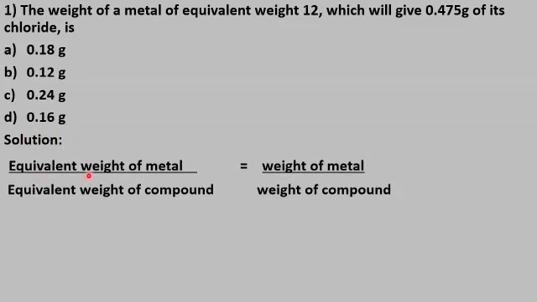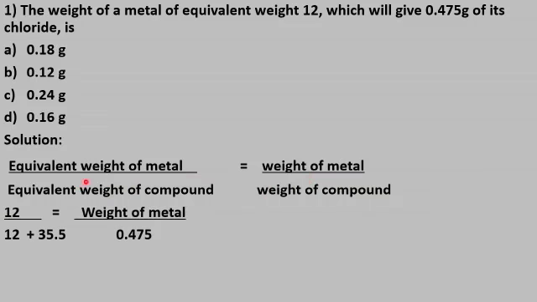So we are having a formula, so that is equivalent weight of metal divided by equivalent weight of the compound is always equal to weight of the metal divided by weight of the compound. So this formula you have to remember here. Then substitute the values here.